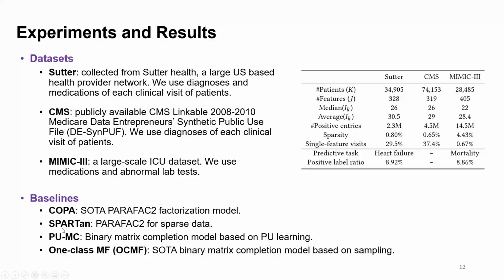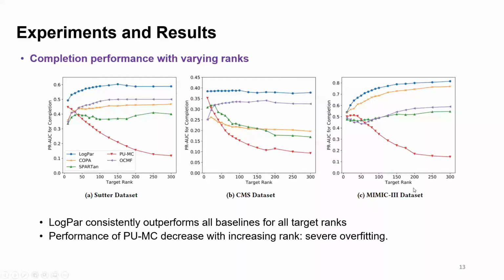The second is Spartan, another PARAFAC2 model for sparse data specifically. The third one is PUMC, a binary matrix completion model based on PU learning. And another one is one-class matrix factorization, which handles binary matrix completion based on the sampling method. Here are some statistics of the three datasets.